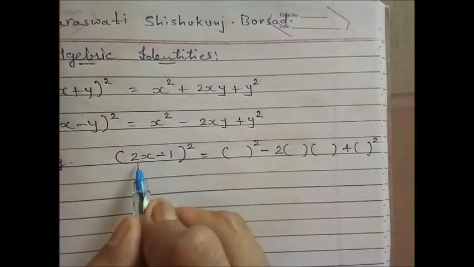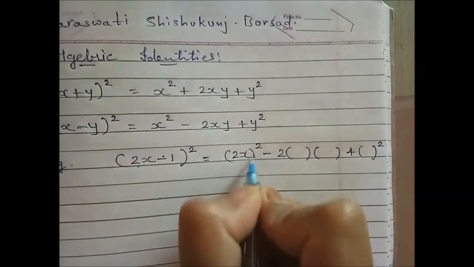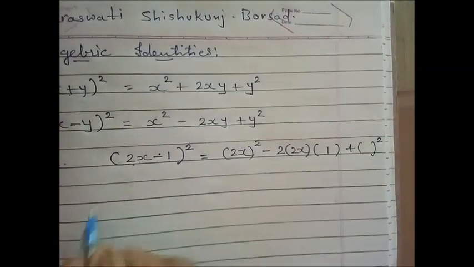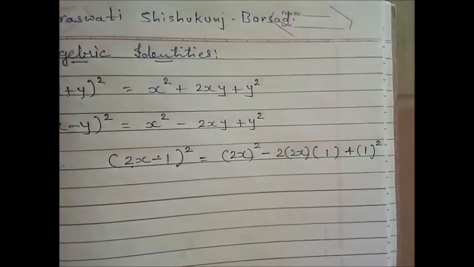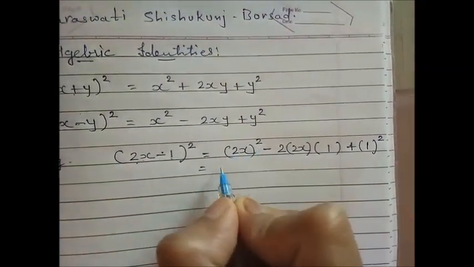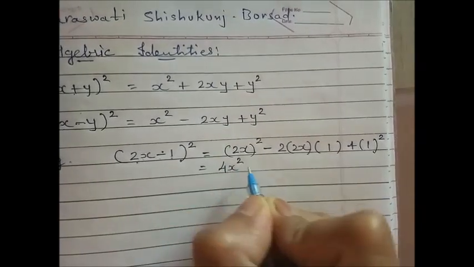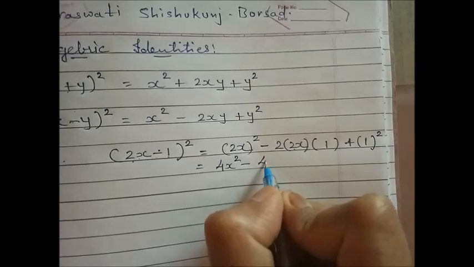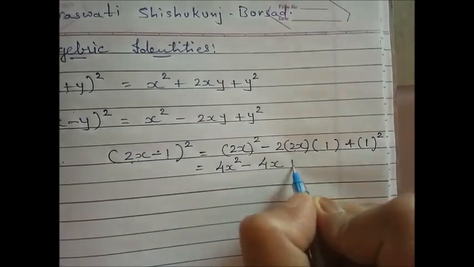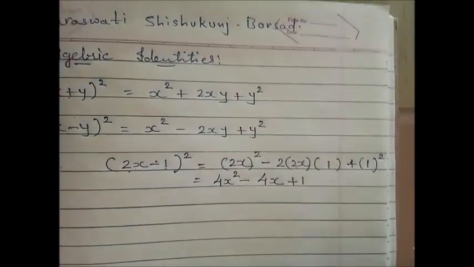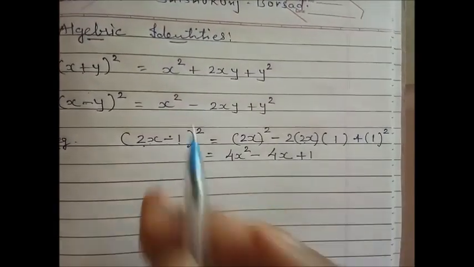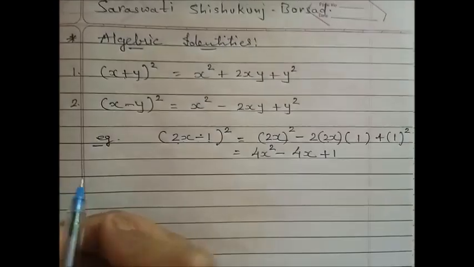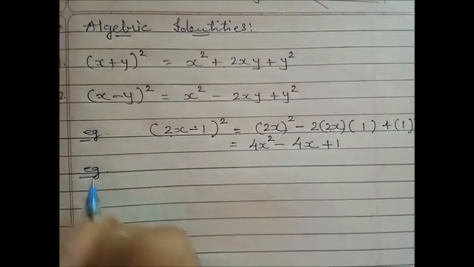Now here what is our first term? 2x. And what is the second term? 1, right? Now simplify. 2 square, that is 4x square, minus multiply the numbers. 2 2s are 4, 1s are 4x, plus 1 square, that is 1. This is your answer. You can be asked this also: from this you have to find this bracket, right? Let's take one example for that.